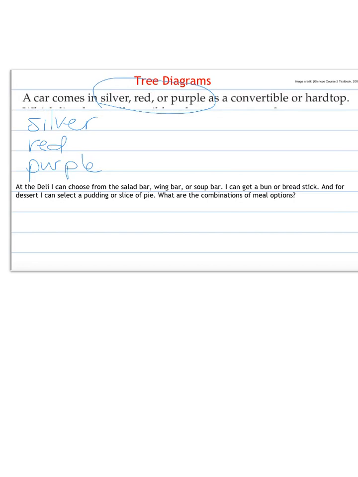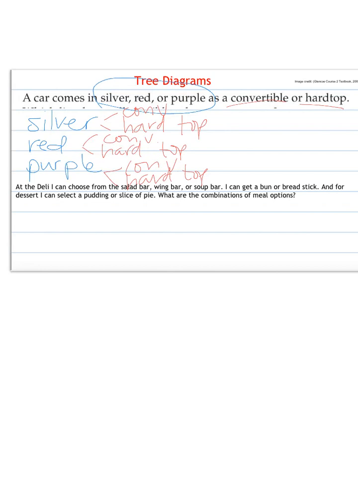Then off of each of those, you can pick if you want a convertible or a hardtop. So silver, you can pick convertible or hardtop. For the red, you could pick convertible or hardtop. And for purple, you could pick convertible or a hardtop. Okay, so this tells us all of the sample space for this car.